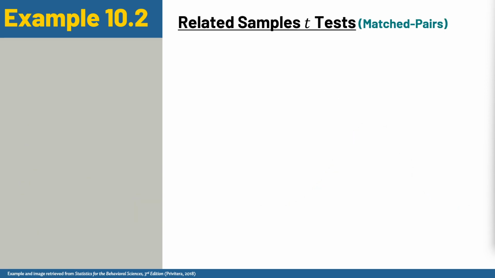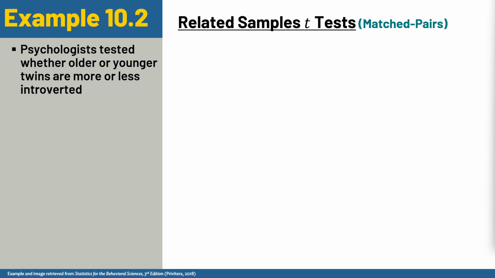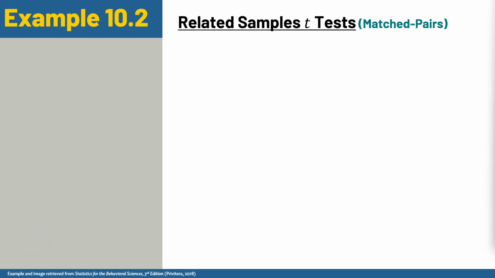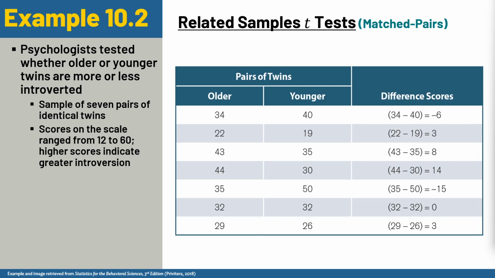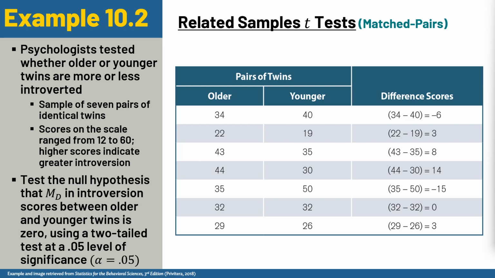So I'll move quick through this one. One more example of that was repeated measures. Now let's do matched pairs. Let's say psychologists tested whether older or younger twins are more or less introverted. So we have 7 pairs of identical twins, and we have their scores where higher scores indicate greater introversion. We want to test the null hypothesis that the mean difference in introversion scores between older and younger twins is 0 at an alpha of 0.05. In other words, saying that there's no difference in introversion regardless of if twins are 6 years old versus 60 years old.